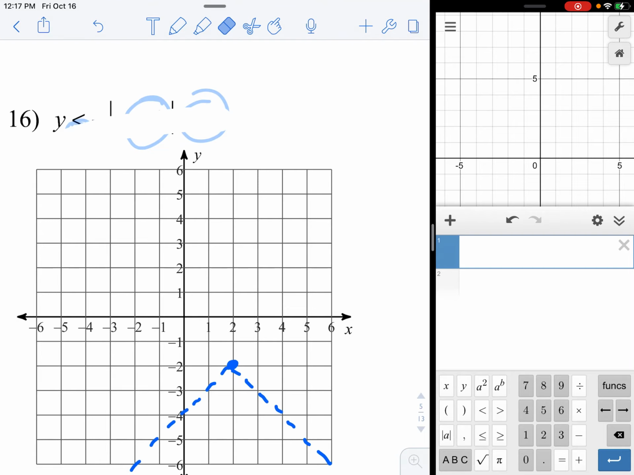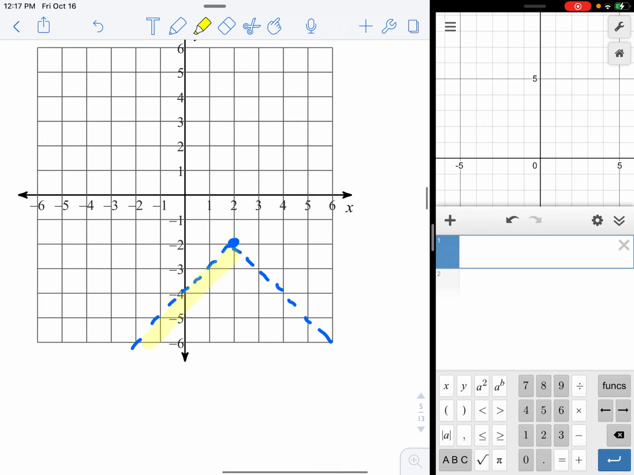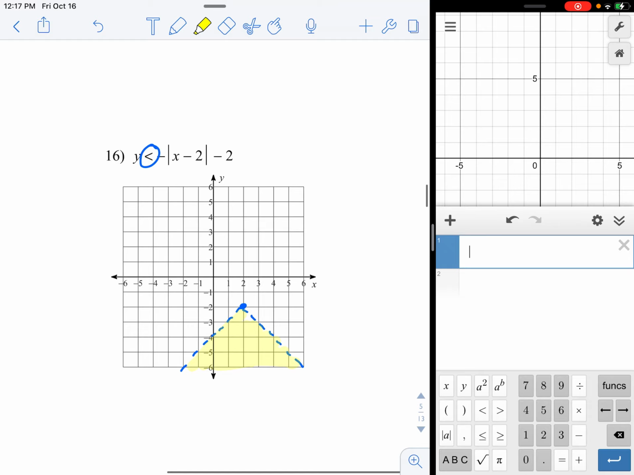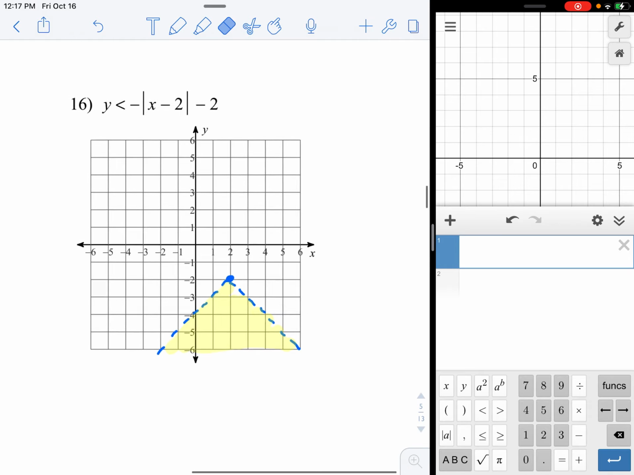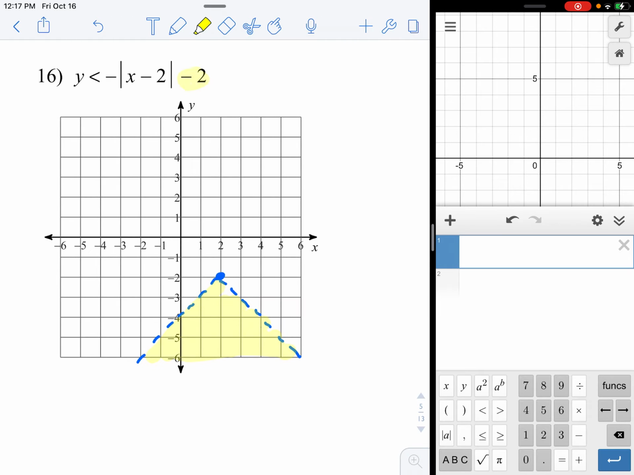And the fact that it is a less than right here lets me know that the shading has to be below the graph. So when I do number 16 on the calculator, you see how quickly I did that using knowledge that we've been building over the past few days and what I'm teaching you today. It all comes together to make a person able to do some fairly complicated graphing and math in your head with almost no effort. It just takes knowledge.